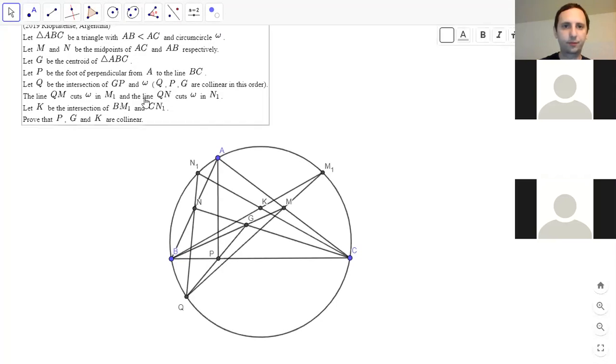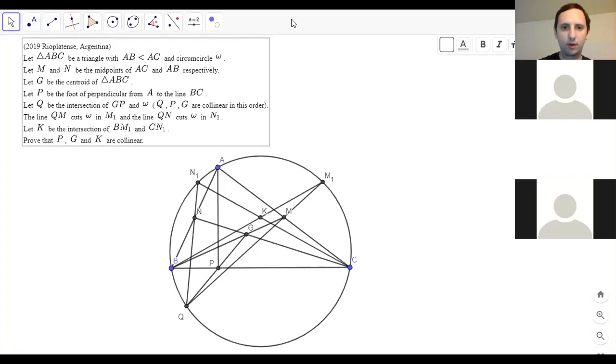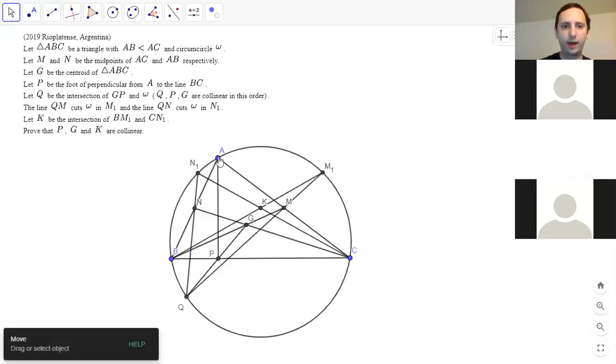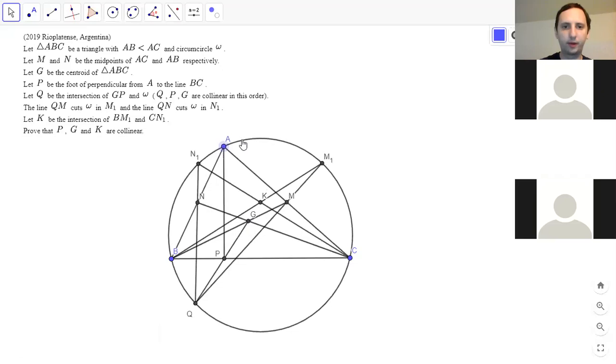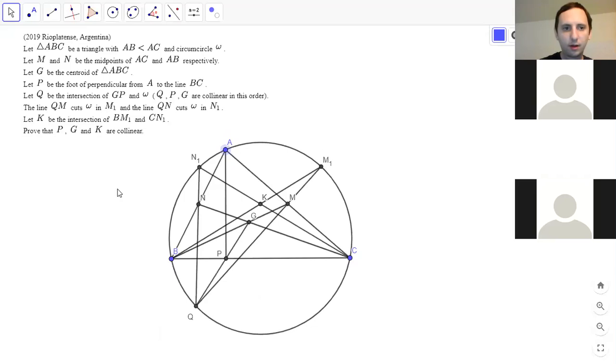I didn't have any real observations yet. I just know that G is a centroid and GP meets the circle at Q. And I know the point Q has some special properties, but I just don't remember what they are. I wonder if N1M1 is parallel to BC. It looks like it, doesn't it? Yeah, I think it was an ISL problem that the circumcircle of QM is tangent to ABC, which implies N1M1 is parallel to BC.